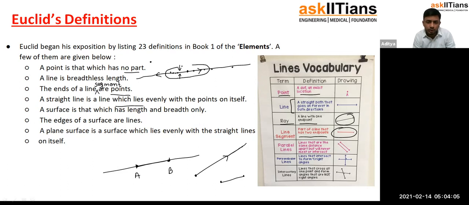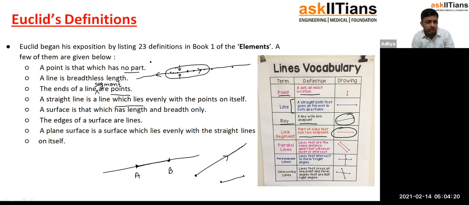There are infinite points on a line. They are laid out evenly. So basically, there is no up or down. They are just evenly, in a very uniform manner, laid out, and that basically constitutes a straight line, right?